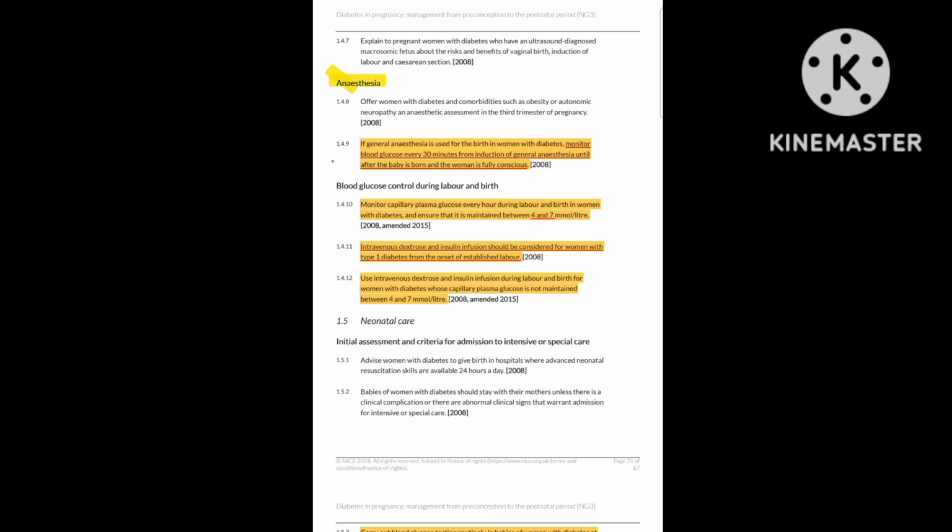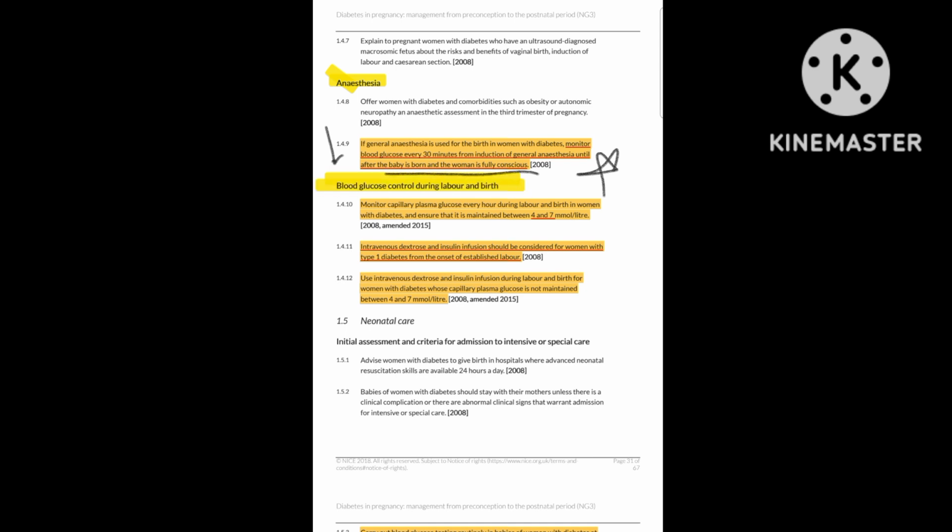Anesthesia. If GA is used for the birth in women with diabetes, monitor blood glucose every 30 minutes from induction of general anesthesia until after the baby is born and the mother is fully conscious.